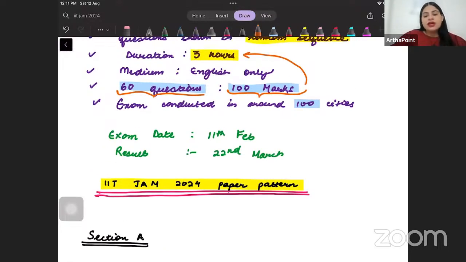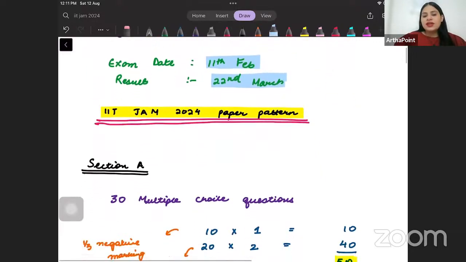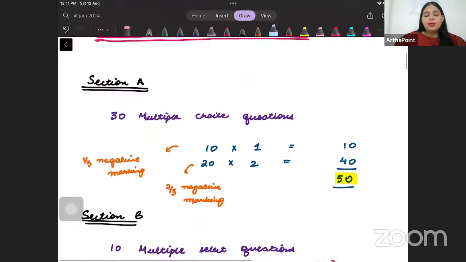The exam will be conducted in around 100 cities. The date is already out. The exam is going to be on 11th of Feb, and the result will be on 22nd of March. So we already know when the exam would be conducted and when the result would be coming. Now let us understand what the paper pattern is going to be.